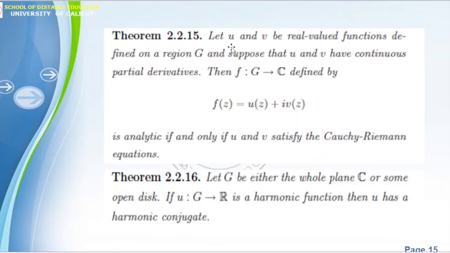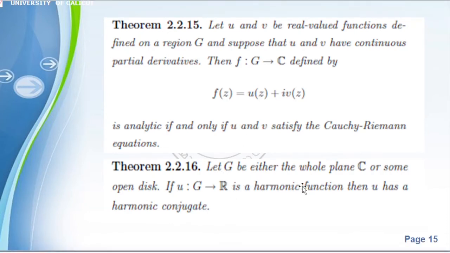A theorem: let u and v be real valued functions defined on a region G, and suppose that u and v have continuous partial derivatives. Then the function f from G to C defined as f equals u plus iv is analytic if and only if u and v satisfy the CR equations. If and only if u and v satisfy the CR equations, then f is analytic.